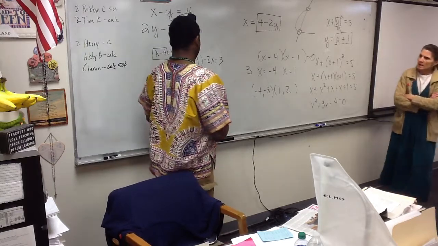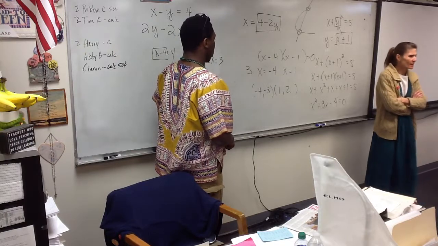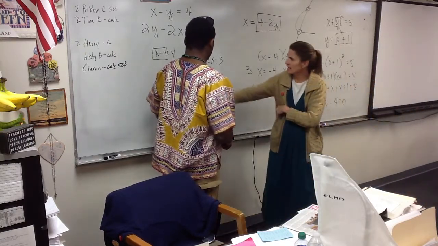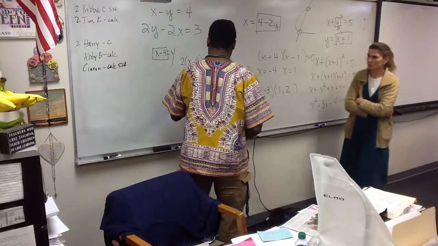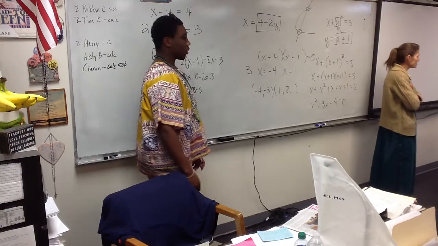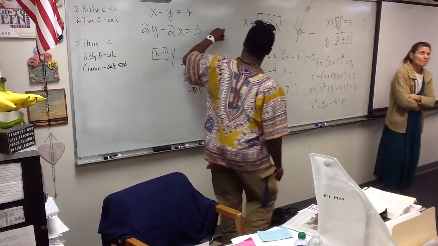You can't do it. There's no solution. What happens with 2x minus 2x? It cancels out. It's gone. So you have negative 8 equal to 3. Does negative 8 equal 3? It's no solution.